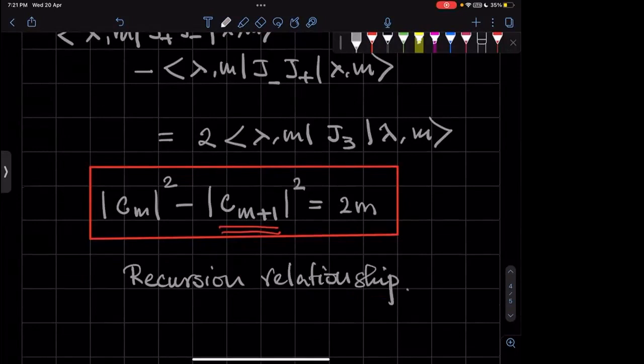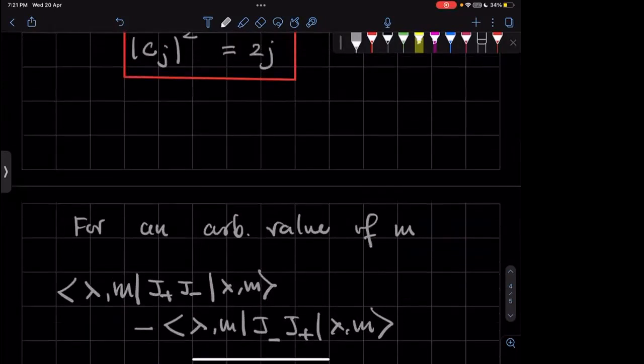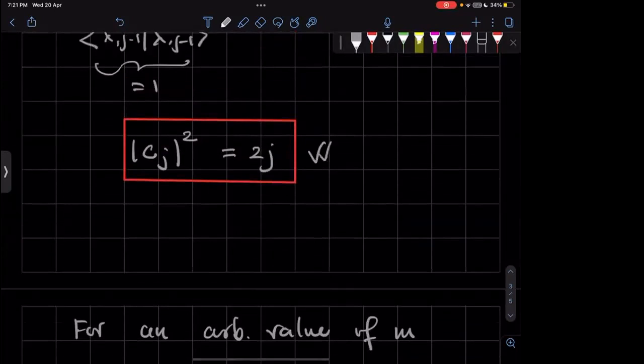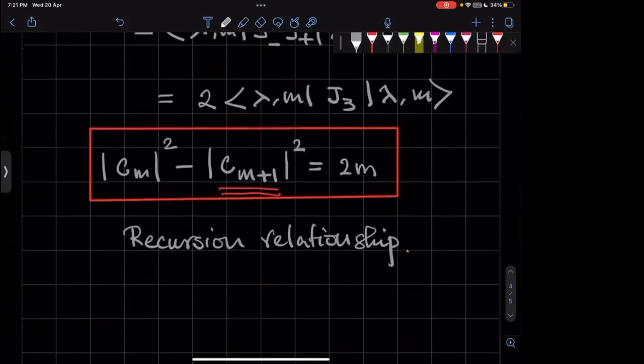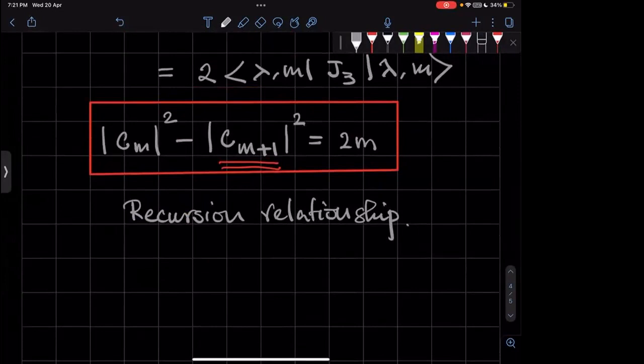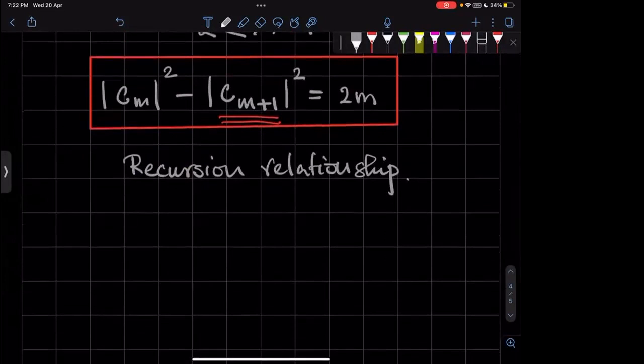Those of you who are from CSE, you know recursion as a technique one uses in programming. Okay, so we have a recursion relationship and we have a boundary value. So we should be able to solve this whole chain of constants, right? So let's put m plus 1 equal to j.